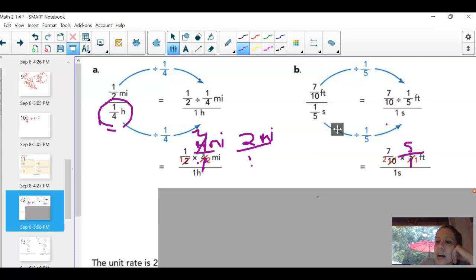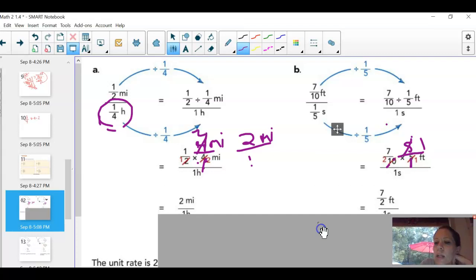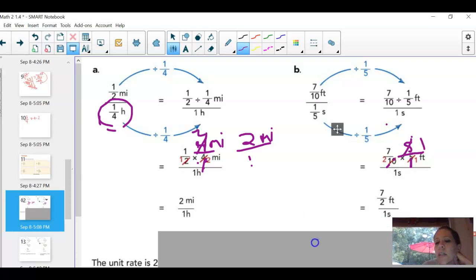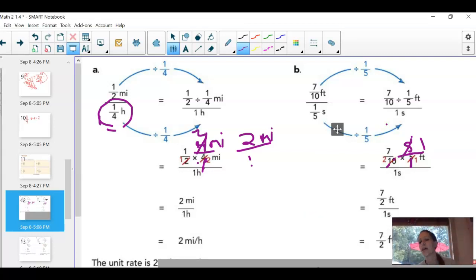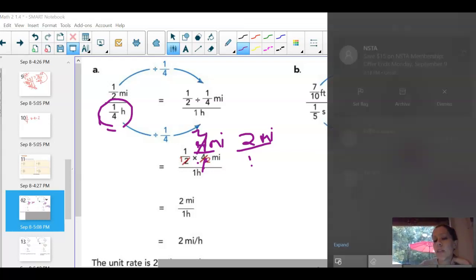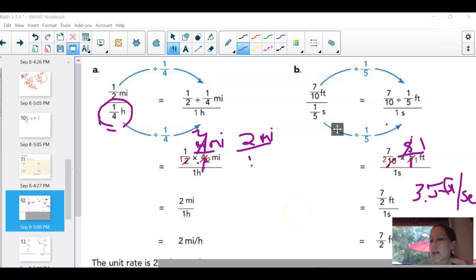Now, if I've got 5 and I have 10, I can divide both of those by 5, so that gives me 1. 7 times 1 is 7, 2 times 1 is 2. So 7/2 of a foot, 7 divided by 2 feet, is per 1 second. I can leave that as 7/2 feet per second, or I could say that's 3.5 feet per second. Because, and that's what you're going to be looking at with C and D. Oh, goodness me. Sorry, I put a little thing on there. 7 divided by 2 is 3.5. Okay, so that's another way to write it.